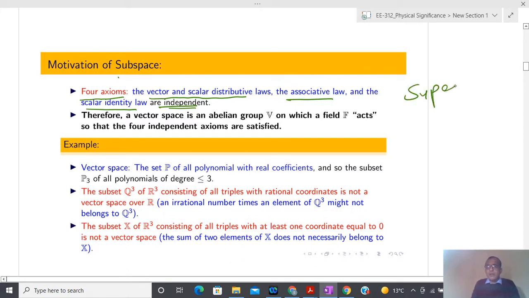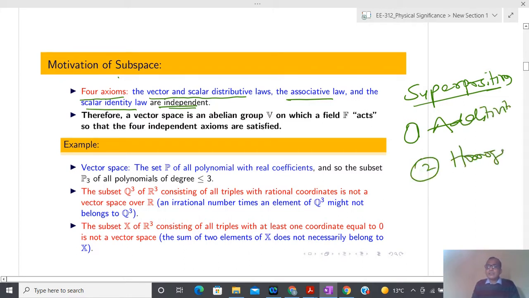If you remember, in the superposition principle I told that I have to check 2 things: additivity, and second, homogeneity. So what does it mean? That these two axioms should be independent. It means that this should not always happen; at least I have to show one situation where this will be violated. Therefore a vector space is an abelian group.